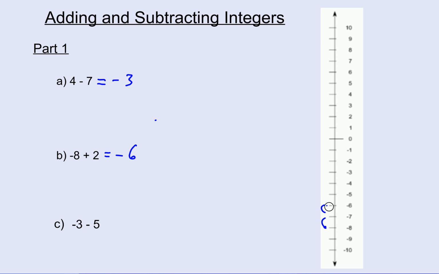Right, one more to do here. Hopefully this is fine for you. So we start at the first number, which is -3. So -3 is over here, and -5 means I've got to go down 5. So down 1, 2, 3, 4, 5. Finish at -8. That's my answer. This means you can now hopefully have a go at part 1 on the take-home section. Good luck with that.